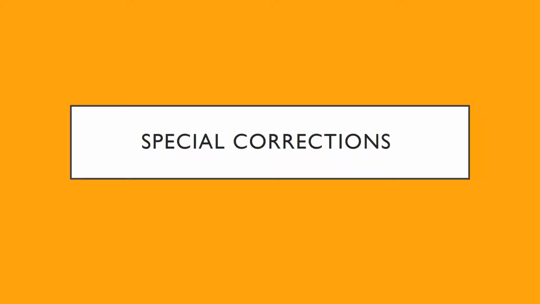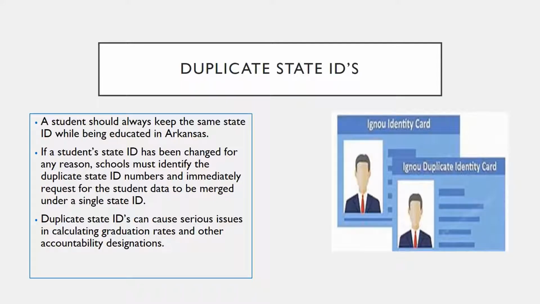Special corrections. A student should always keep the same state ID while being educated in Arkansas. If a student's state ID has been changed for any reason, schools must identify the duplicate state ID numbers and immediately request for the student's data to be merged under a single state ID. Duplicate state IDs can cause serious issues in calculating graduation rates and other accountability designations.